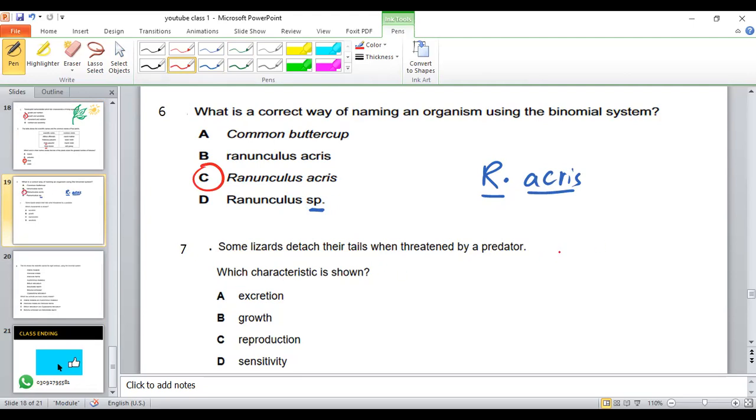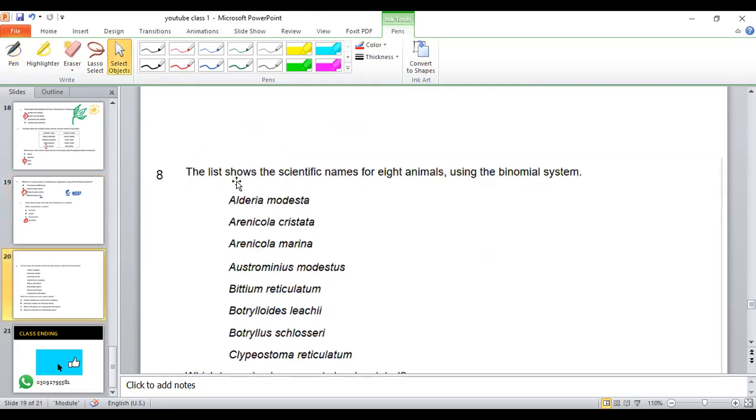Now, some lizards detach their tails when threatened by a predator. Which characteristic is shown? Simple. It is sensitivity, because they are feeling the danger and they detach their tails to distract the predator. If you are the predator and you are hitting them, you will be distracted there and the lizard can escape.